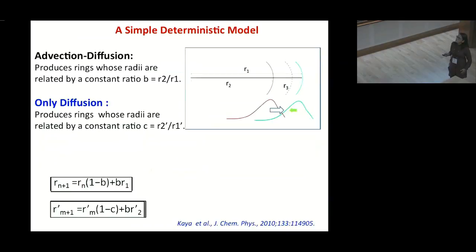Now, we tried to think of how this could happen. Our first idea was a very simple one, and we tried to test it with a simple deterministic model, where we said that there are only two things actually happening inside the droplet: an advection-diffusion process and a diffusion-only process. I'll explain. Let us look at this schematic.